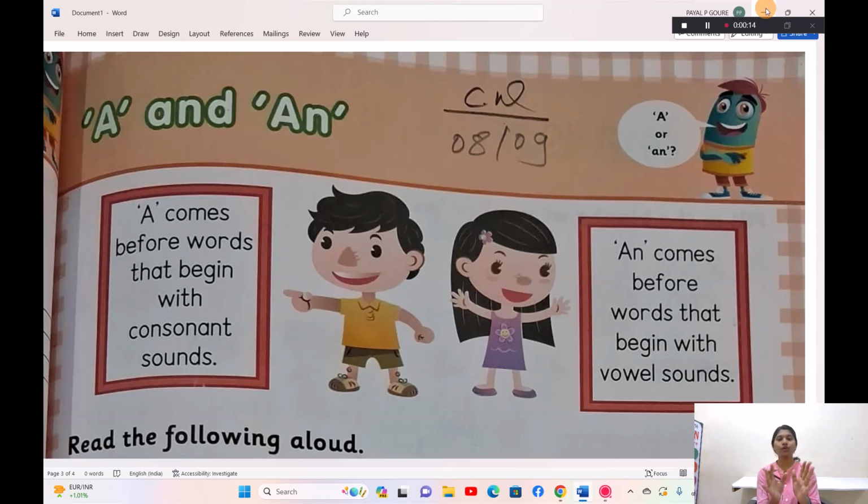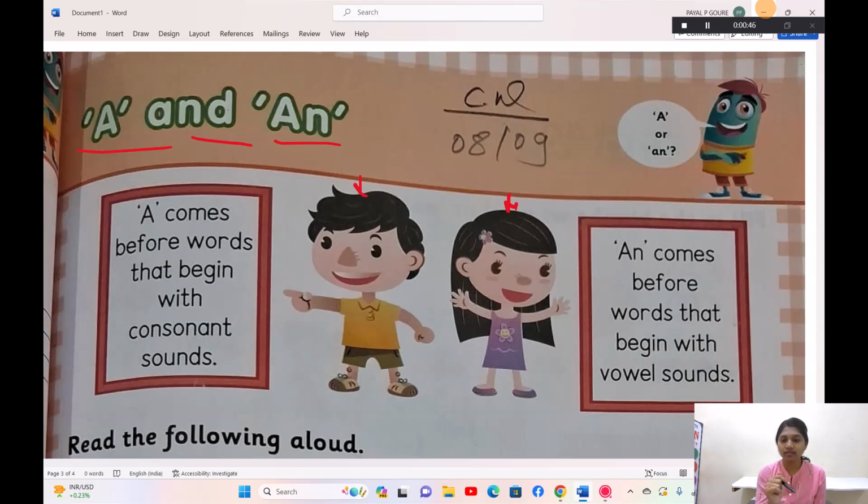Can you guess what you can see on your screen? Yes. What is the topic name? A and an. Yes. So now I'm going to teach you the articles a and an. How to use them? What can you see on your screen? Two cartoon characters. They look like you. Cute, yes.